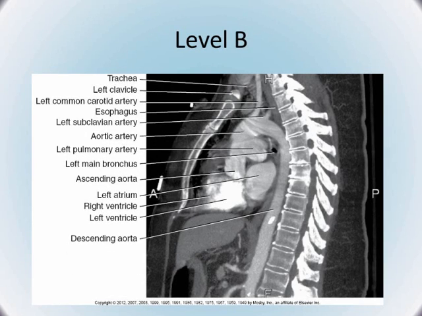At level B, we're still seeing the trachea, the left clavicle, because we're now not in the mid-sagittal plane, we're just in a sagittal, the left common carotid artery, the esophagus, left subclavian artery, aortic arch, left pulmonary artery, left main bronchus, the ascending aorta, the left atrium, the right ventricle, and the left ventricle, and the descending aorta.